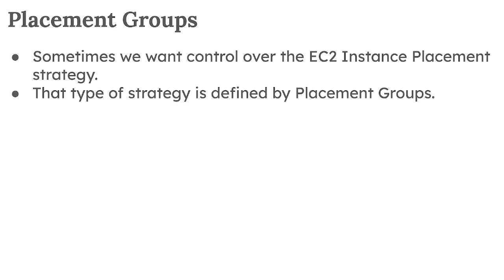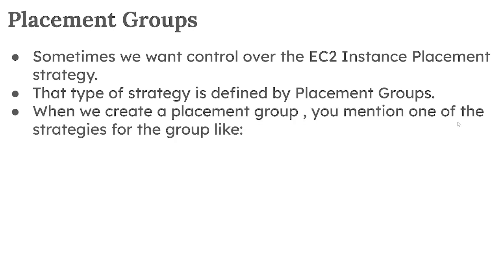That type of strategy is called a placement group. Suppose we want control over our EC2 instance placement strategy, then that strategy is defined as placement groups. We can create a placement group and then mention one of the strategies for the group. And what are the strategies? We don't get direct interaction with AWS hardware, because it is cloud. But we let AWS know how we would like our EC2 instances to be placed compared to one another.